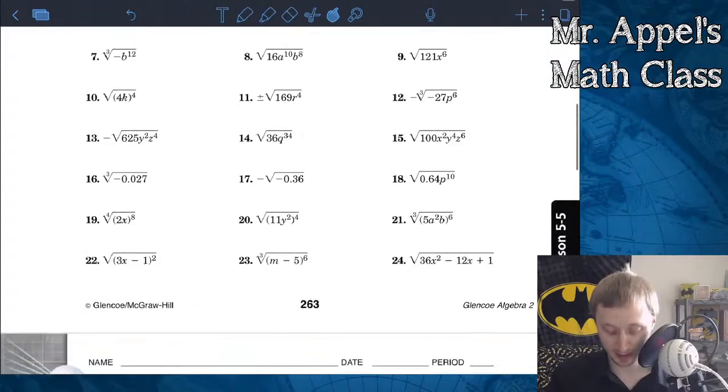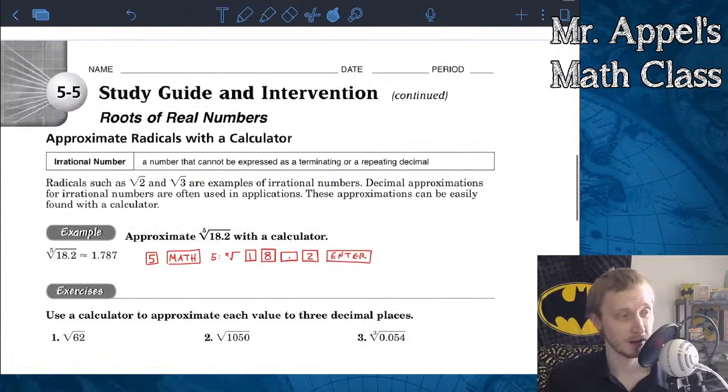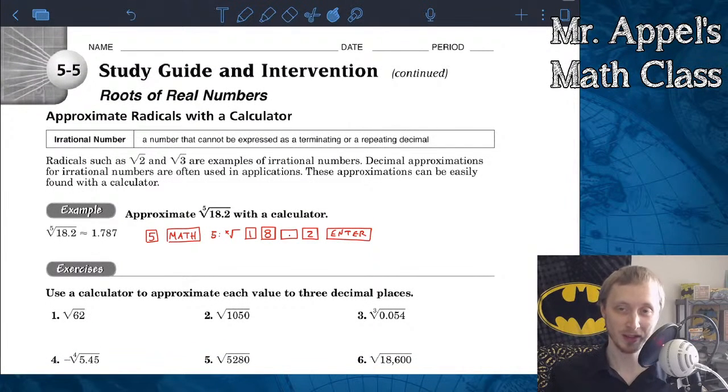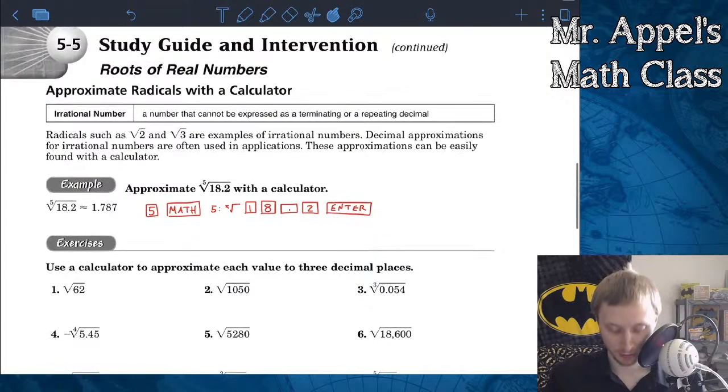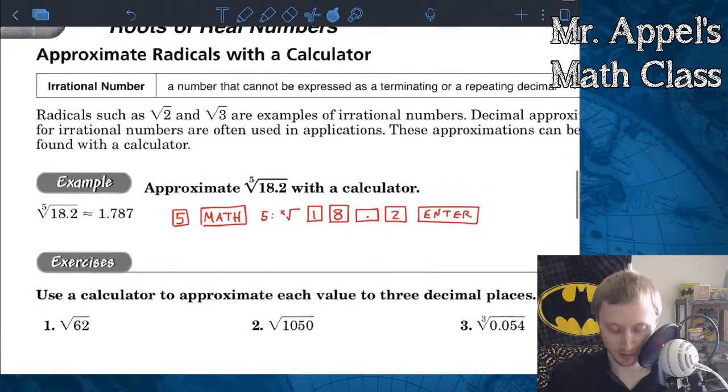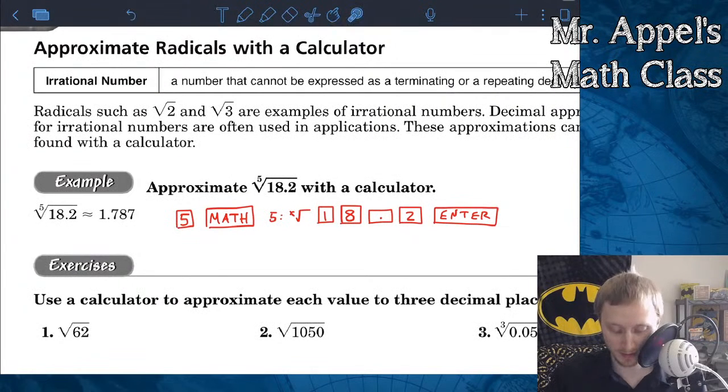And then the next part to this would be approximating radicals with your calculator. So this is all numeric. Okay, you should be able to do this. The square roots, I think everybody can find the square root button on their calculator. But what if you have like a fifth root button? There's no fifth root button on the calculator. Not exactly. So what you need to do, and I've written out the button sequence for this example here. It's hidden under the math menu.